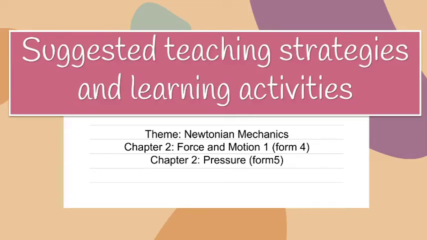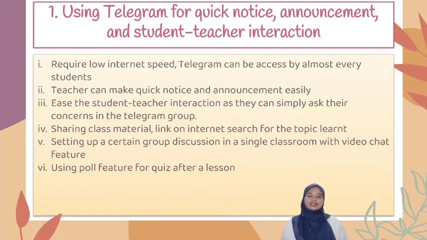Suggested teaching strategies and learning activities for Newtonian Mechanics, Chapter 2, Force and Motion 1 from Form 4, and Chapter 2, Pressure from Form 5. The first one is using Telegram for quick notice, announcement, and teacher-student information. Telegram requires low internet speed, therefore it can be accessed by almost every student. With Telegram, teachers can make quick notices and announcements easily. Students can simply ask about their concerns or questions regarding the topic learned. Sharing of class material and links on internet searches shared on Telegram could deepen the students' knowledge. With the video chat feature, teachers can set up a group discussion. And lastly, using the poll feature for a quiz after a lesson in Telegram.